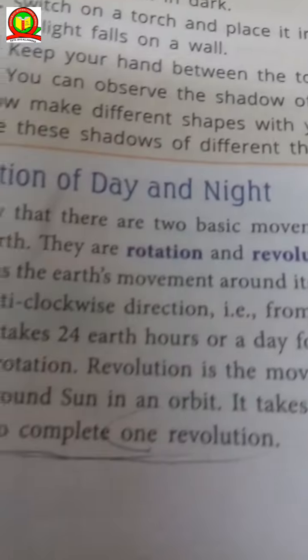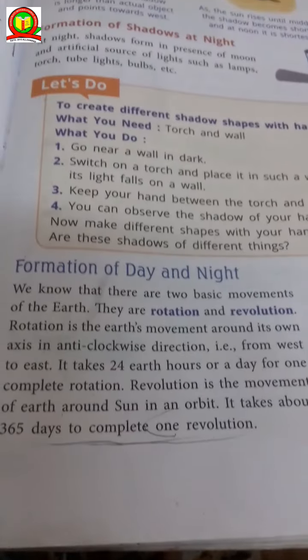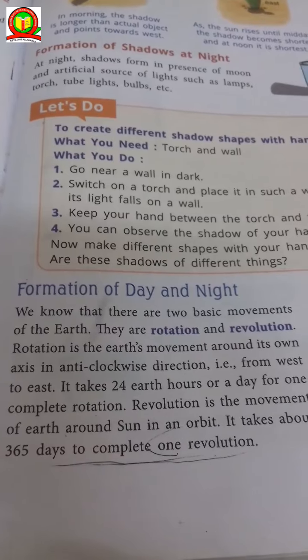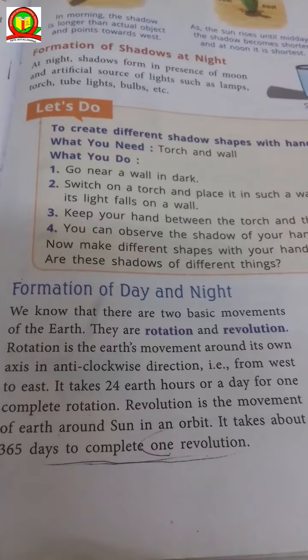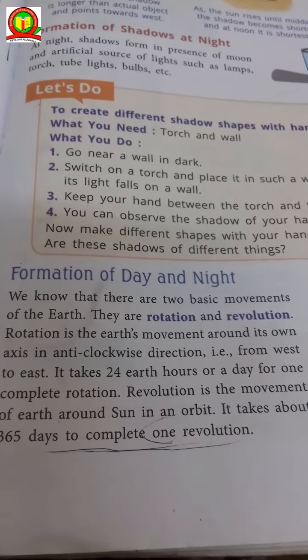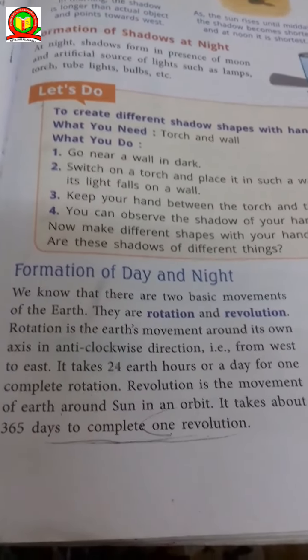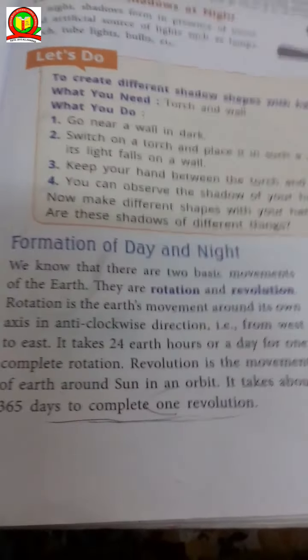So, the formation of day and night. We know that there are 2 basic movements, rotation and revolution. Rotation is the movement of the earth around its own axis in an anti-clockwise direction, i.e. from west to east. It takes 24 hours, one day, for one complete rotation, and revolution is the movement of the earth around the sun in its orbit. It takes about 365 days to complete one revolution, right?